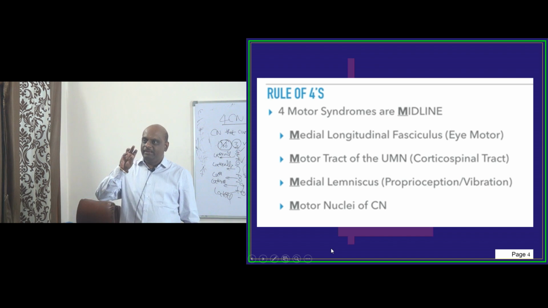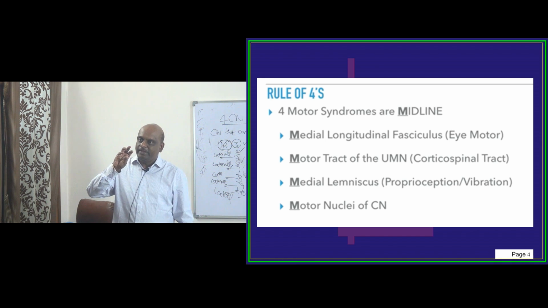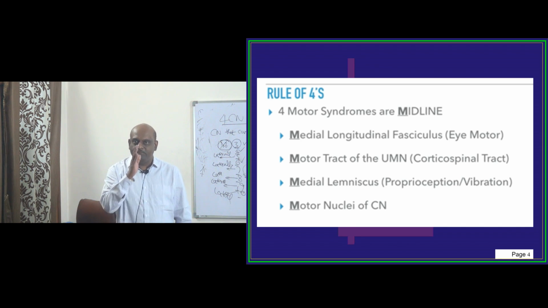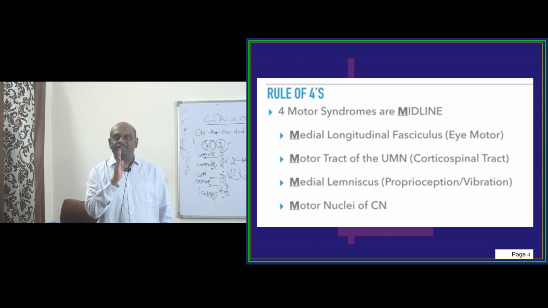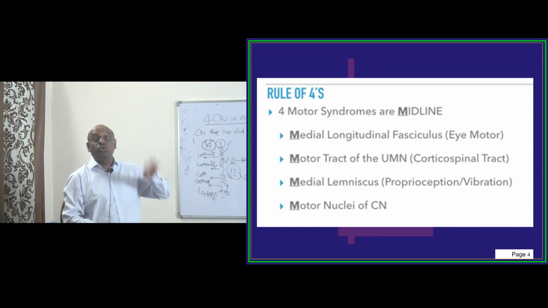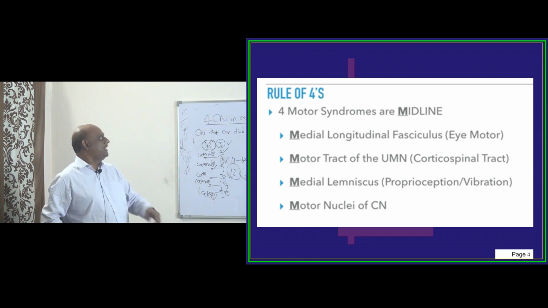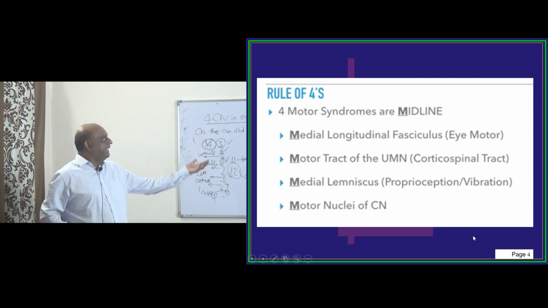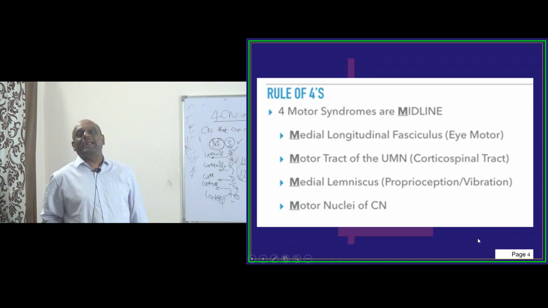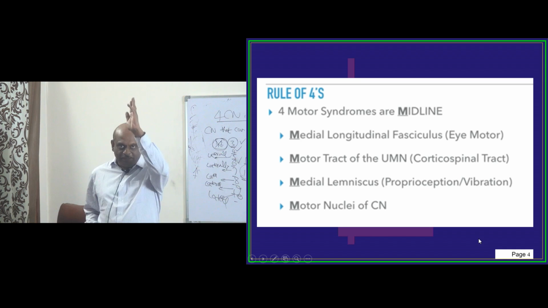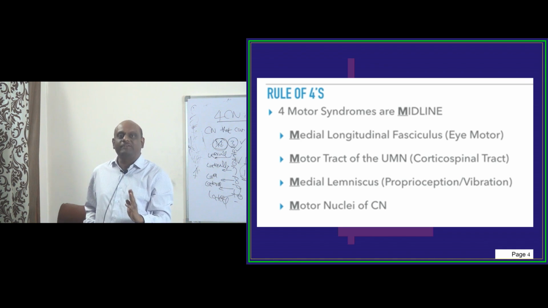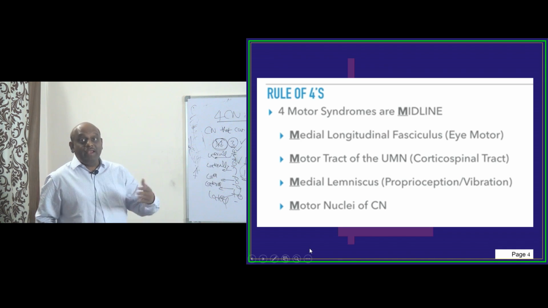Whenever there is any ischemia or infarction of the midline of the midbrain, midline of the pons, midline of the medulla, anytime midline is involved, then 4 M's you should remember. What are they? M is medial longitudinal fasciculus get affected. M is corticospinal tract get affected typically in the midline infarctions, because the pyramidal tract will be traveling along the midline of the brainstem. M is the medial lemniscus.